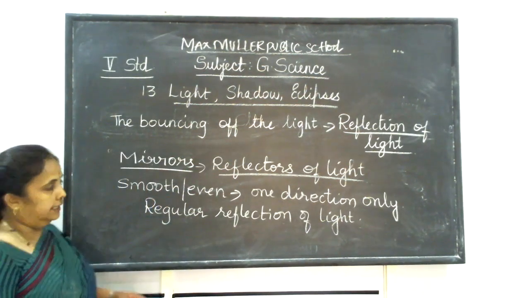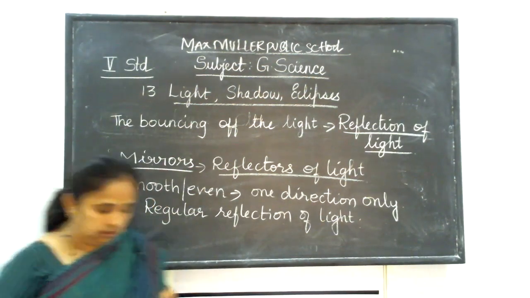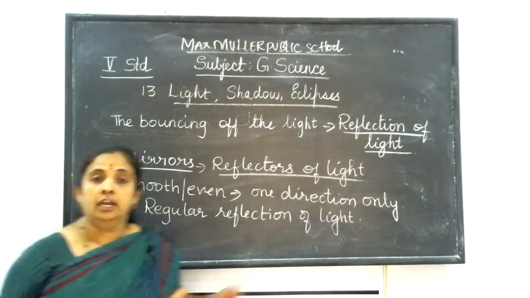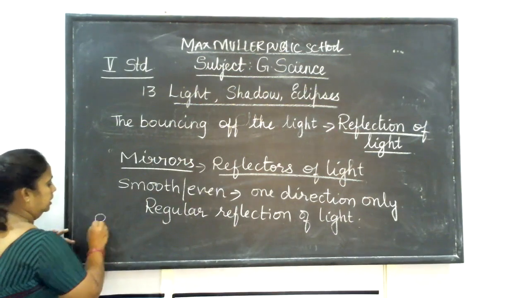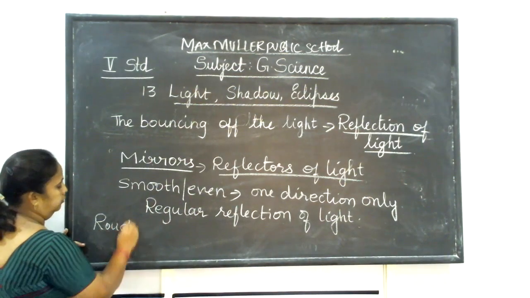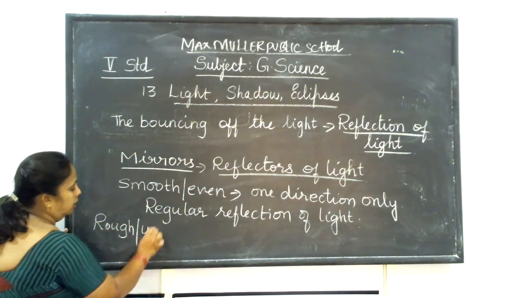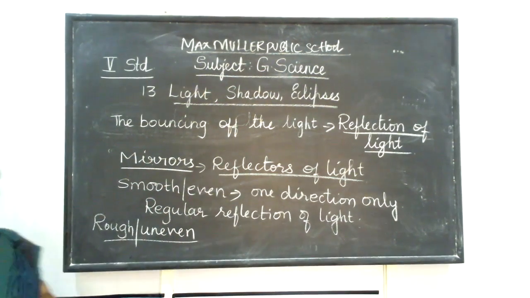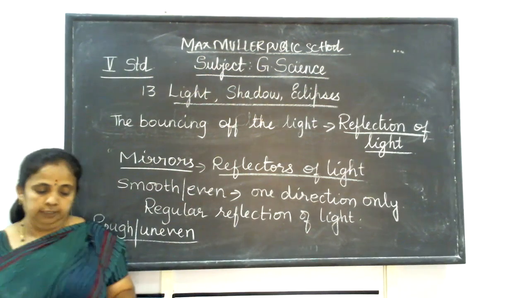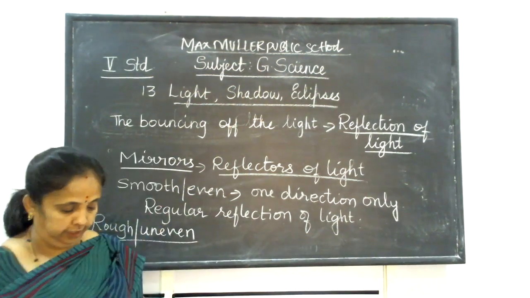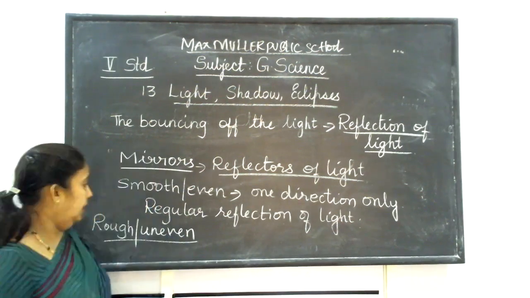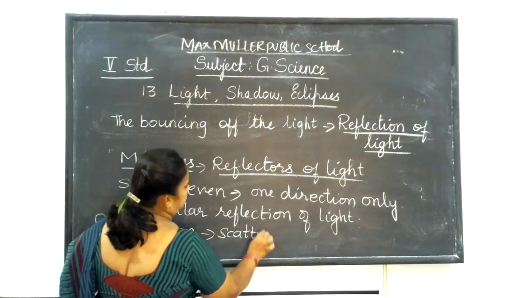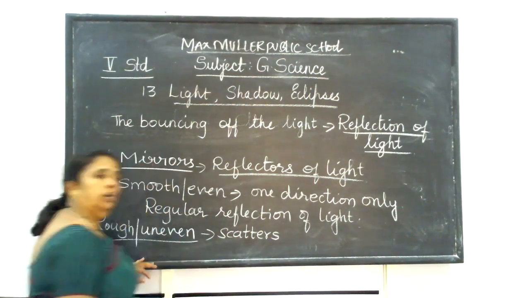On the other hand, what happens if the surface on which the light falls is rough or uneven? It is not proper. So at that time the light rays falling are reflected irregularly and scatter in all directions.